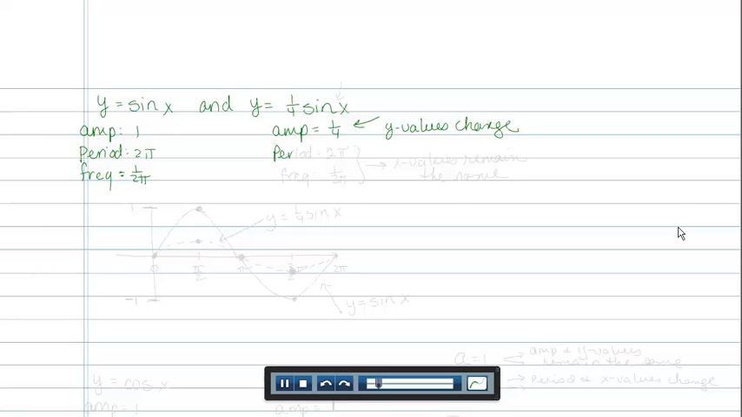The period, well, let's look at b. What's the b value? The b is still a 1. So the period doesn't change from the original sine x. The period is still 2 pi, and the frequency is still 1/2 pi. So what are the implications here? X values remain the same. So we're going to have the same x values, but we're going to have different y values.